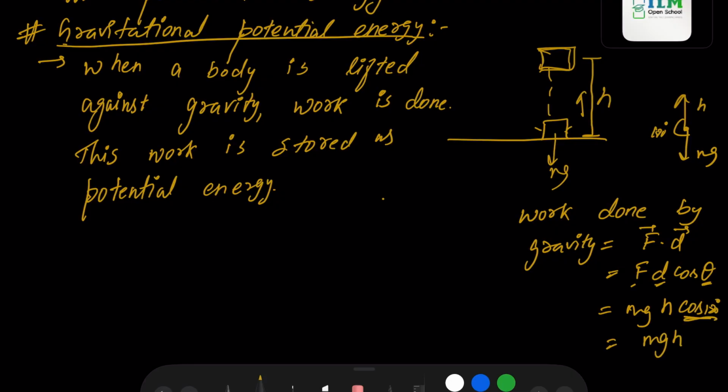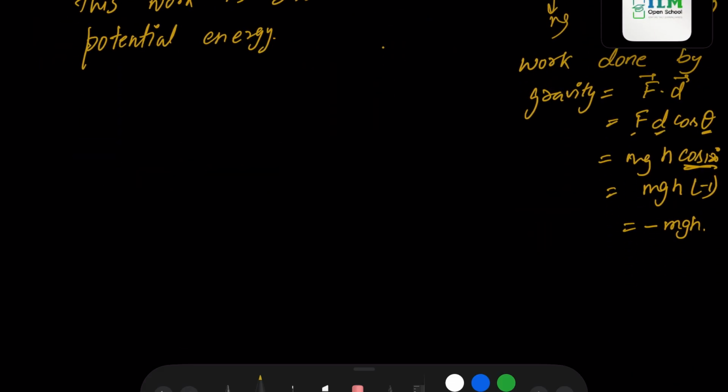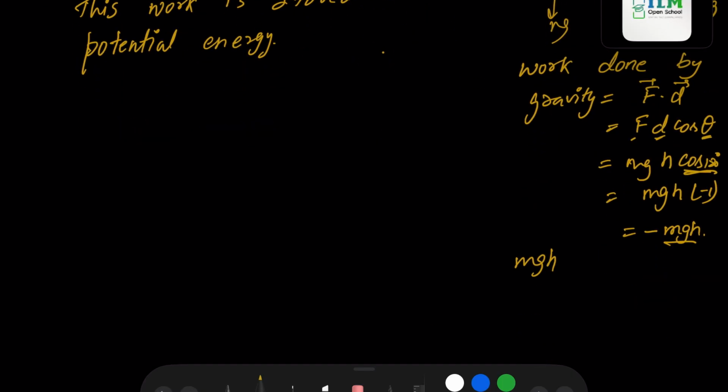mgh cos 180 degree, value is -1. So it comes to minus mgh. Now I'm saying that I am working against gravity, that is, I am doing the same work but against gravity. So the magnitude will be mgh done by me. And since I'm doing it against gravity, if it is negative, mine should be positive.